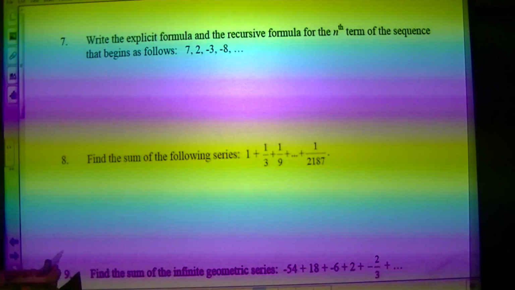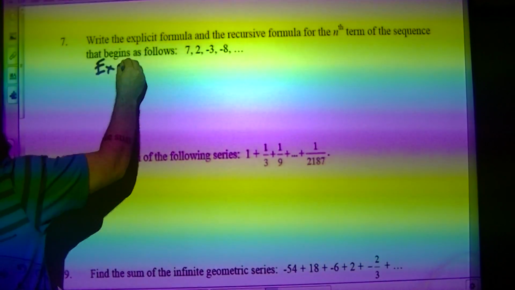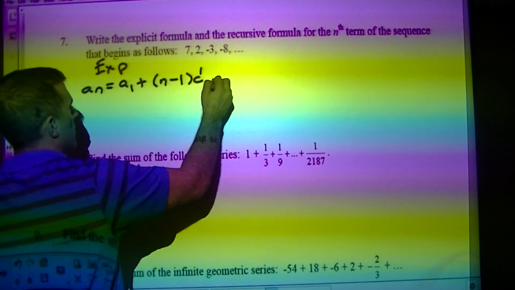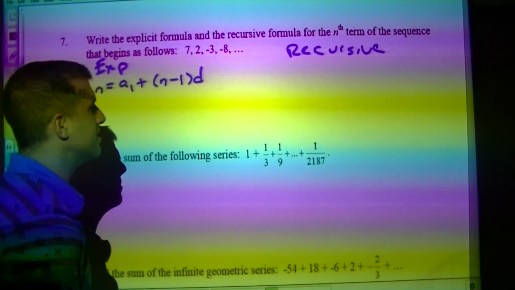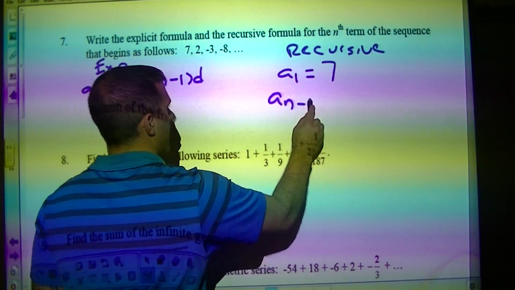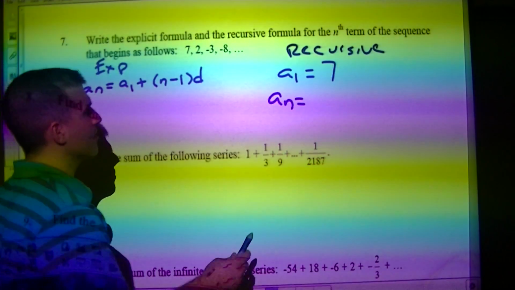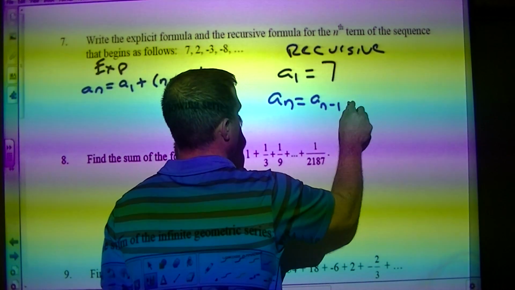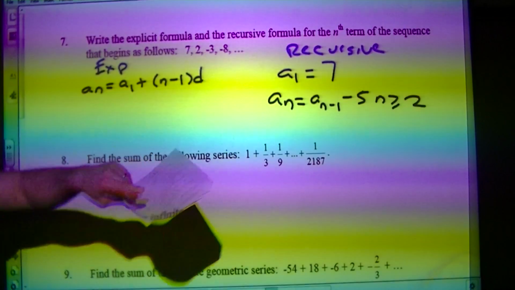It says write an explicit and recursive formula. Okay, so the explicit is this one. The recursive is the easy one. A sub 1 is 7. And then you have to ask yourself, what's happening here? Well, I'm subtracting 5 to get there, so what I'm going to have is a sub n equals a sub n minus 1 minus 5, where n is greater than or equal to 2. So that's just telling you how to go from one term to the next.